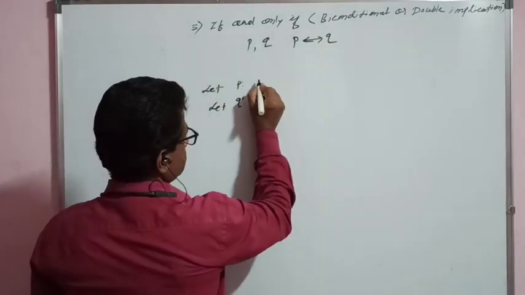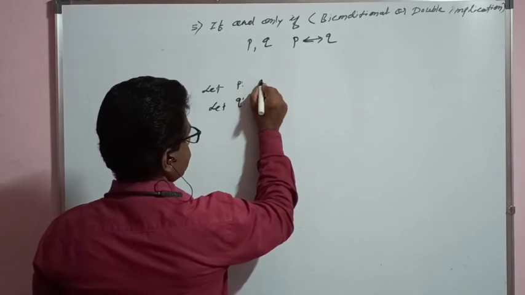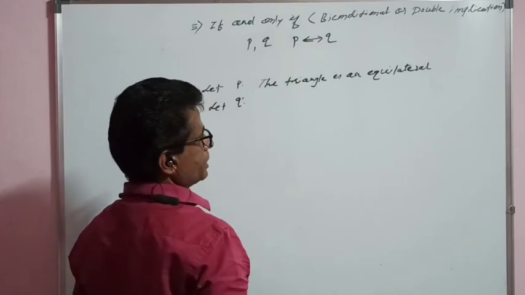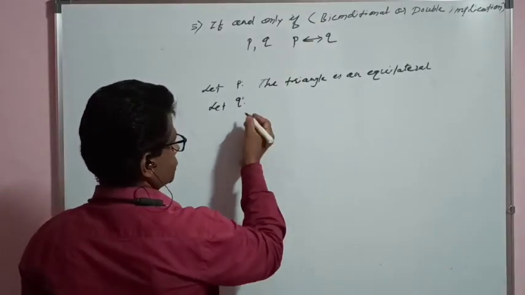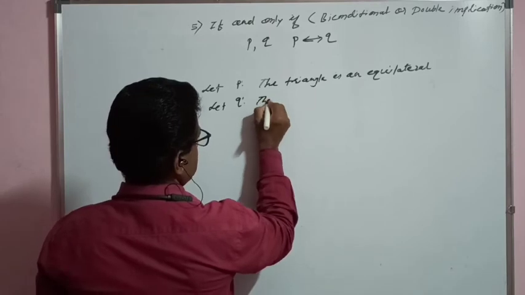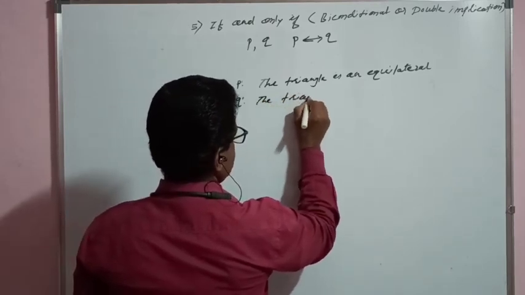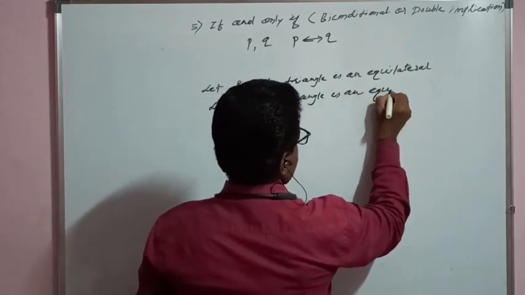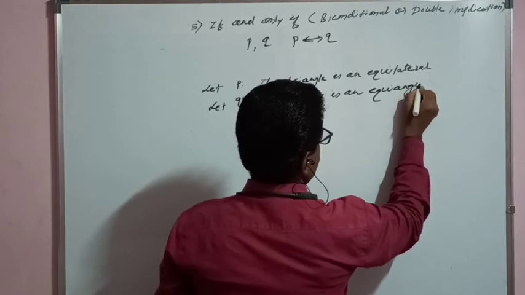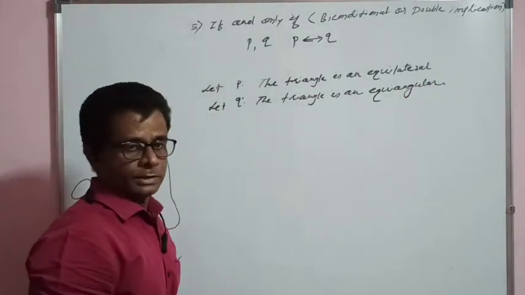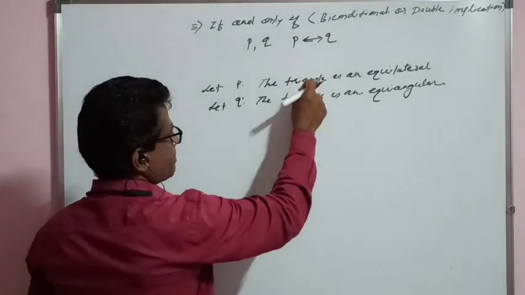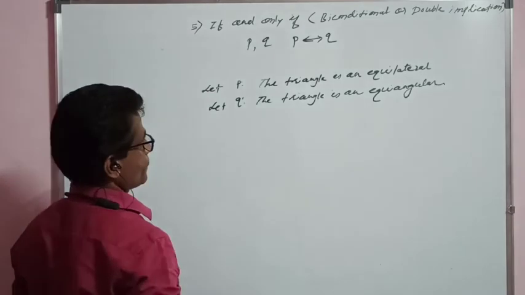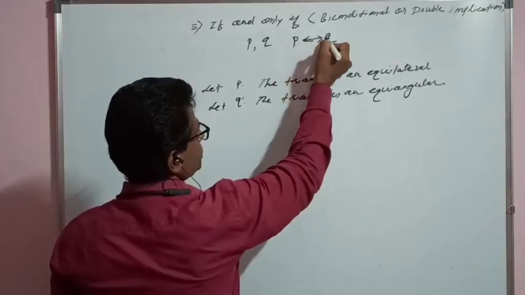For example, let statement P: the triangle is an equilateral. Statement Q: the triangle is an equiangular. Now let us combine these two statements by using the connective if and only if. Statement P biconditional statement Q.